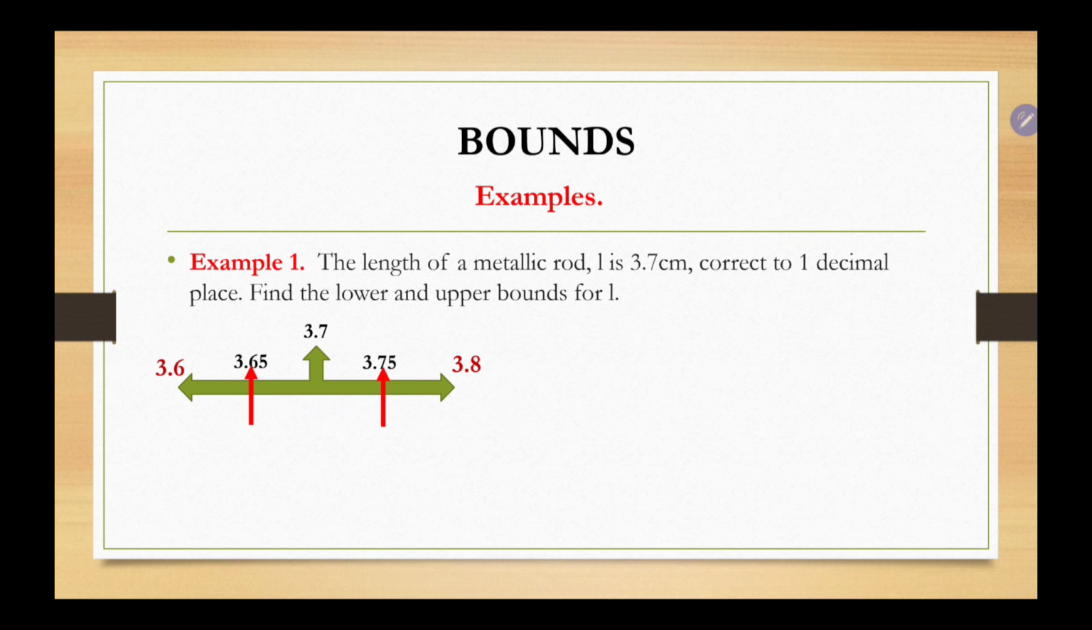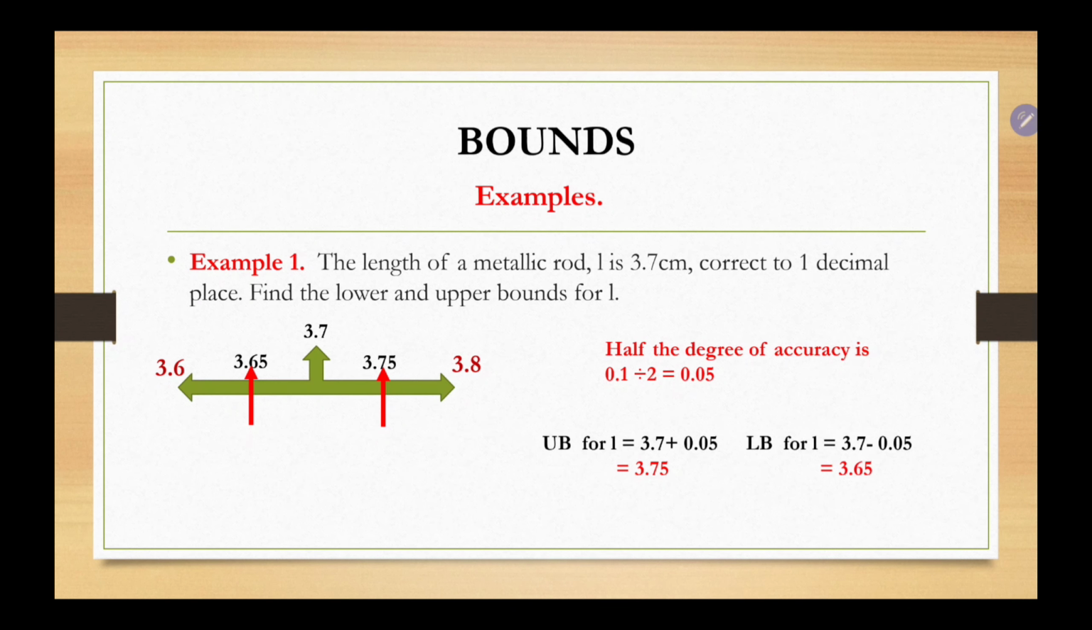But like I said, for you to be able to work this out, if you consider that the degree of accuracy was 0.1, you're going to halve that degree of accuracy and get 0.05. That is just going to give you the error which you need to add or subtract from 3.7 to get its upper and lower bounds. So this is going to be 3.75 for the upper bound and 3.65 for the lower bound.